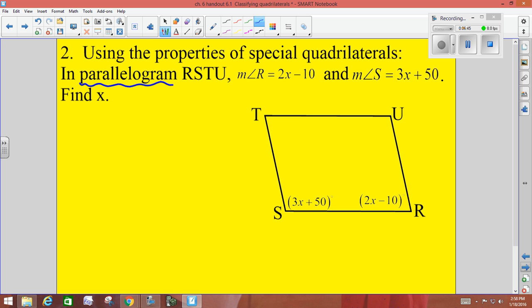Good, Megan. That both sets of opposite sides are parallel. So that means TU is parallel to SR, and ST is parallel to RU. We have to come up with an equation to find the value of x. Well, what are those expressions representing? Angles or sides? Angles, yeah, there's degrees. They're kind of hard to see up there on the smartboard. But yeah, those are representing angles.